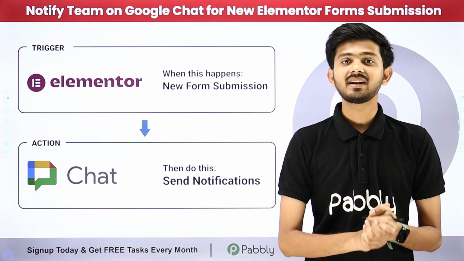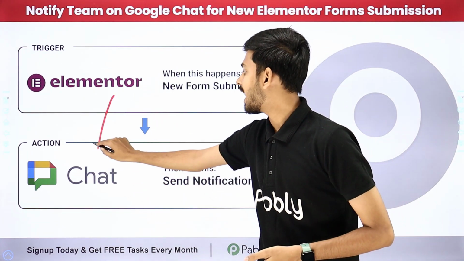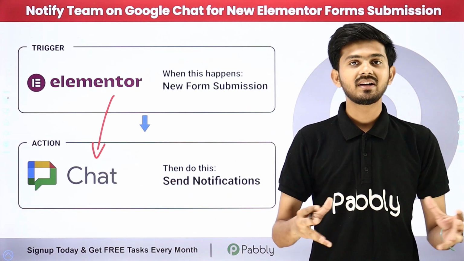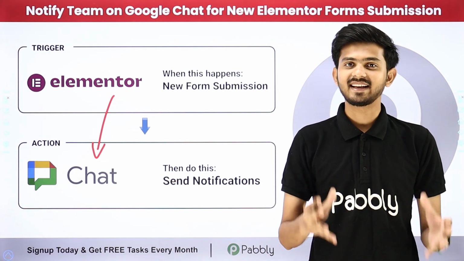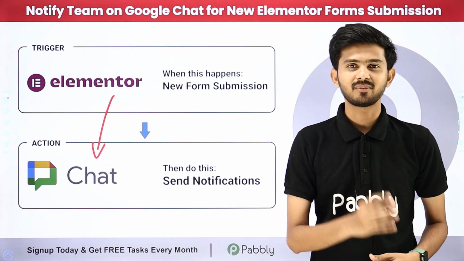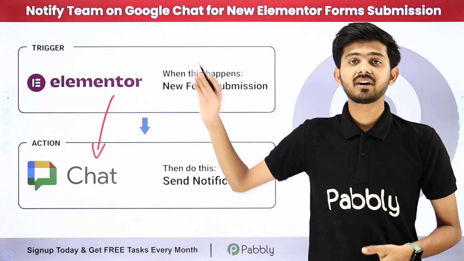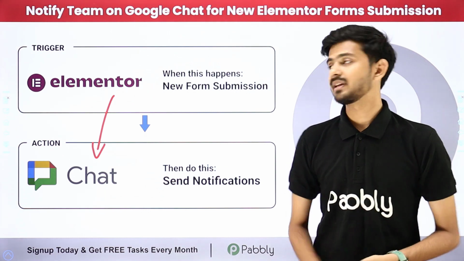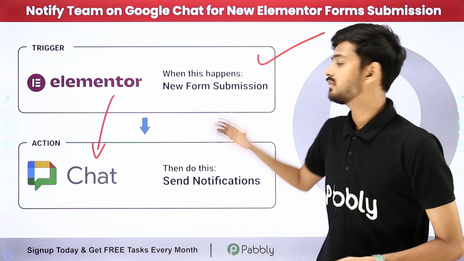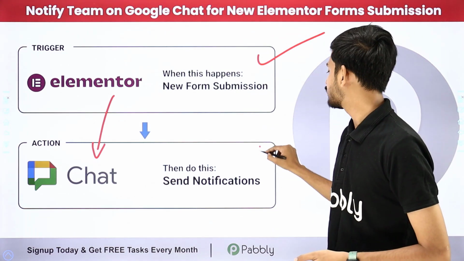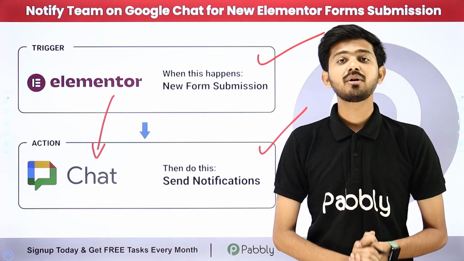So for this, I need to build a connection between Elementor form and Google Chat. For building this connection, I'm going to use Pabbly Connect, which is an amazing software for automation and integration. In Pabbly Connect, I need to use the concept of trigger and action. In the trigger application, I'm going to use Elementor form. In the action application, I'm going to use Google Chat. So how am I going to build this connection?